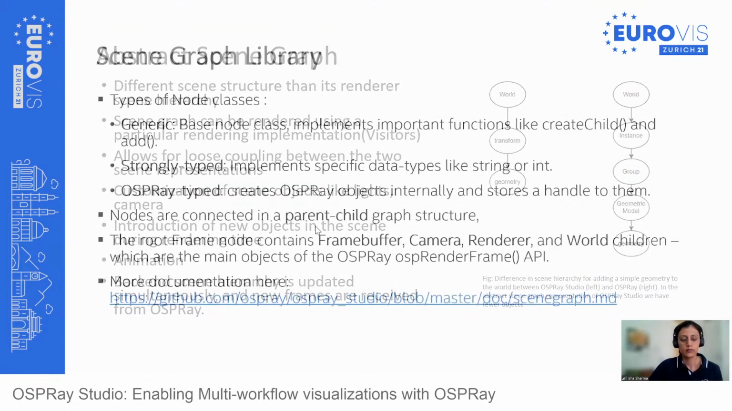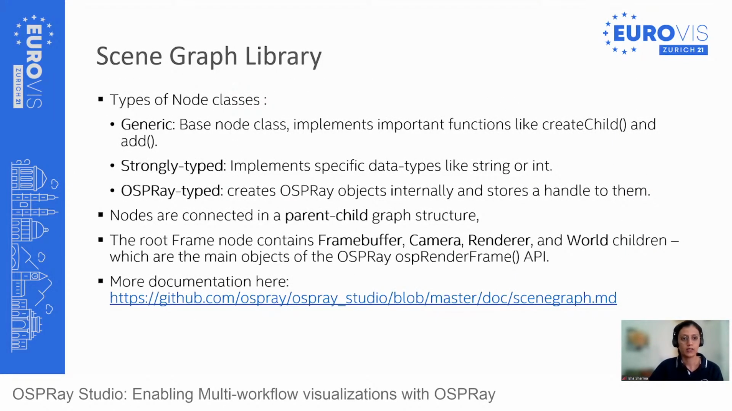Coming back to the scene graph library, there are three types of basic node classes. The generic node class is the base node class that implements functions like creating a child and adding a node, which are responsible for creating the abstract scene graph. Then we have the strongly typed classes, which implement specific data types like strings or integers as nodes. These can later be used as properties of different scene nodes. And finally, we have the OSPRay typed node classes, which create OSPRay objects internally and store a handle to them.